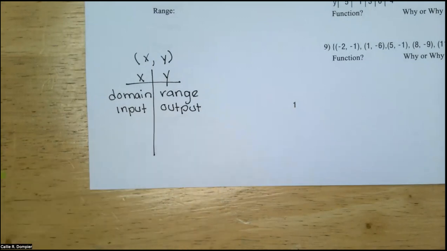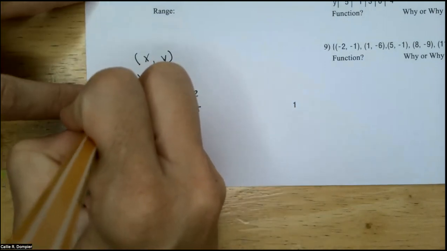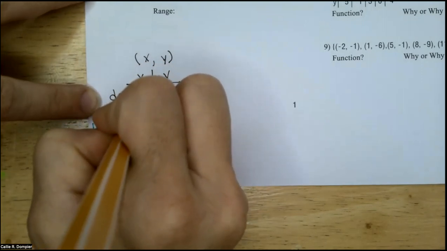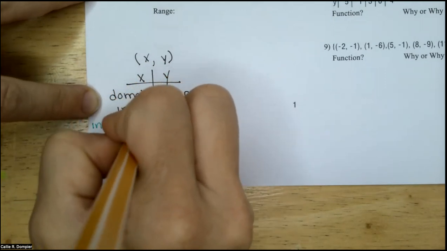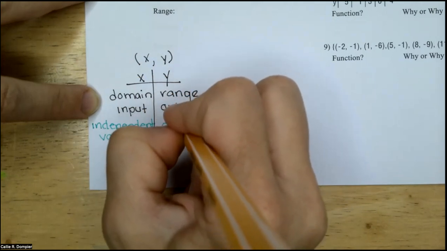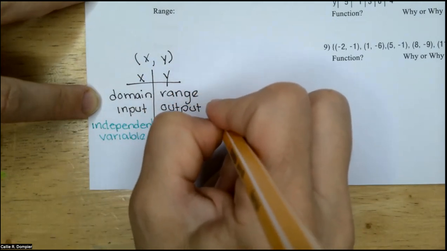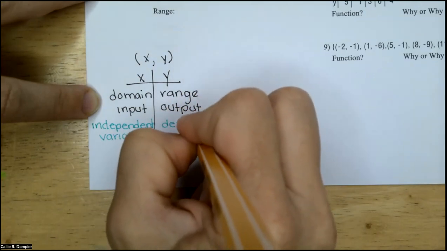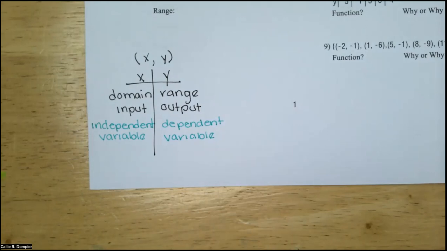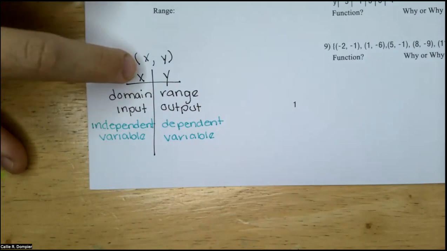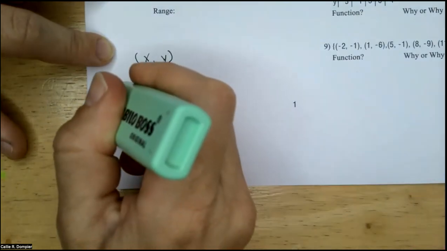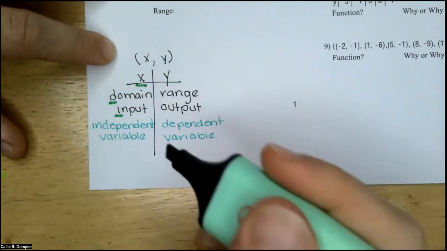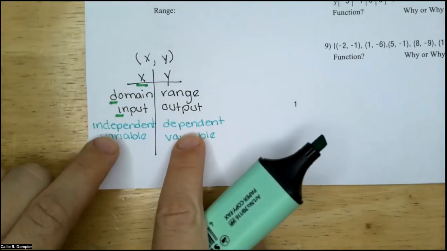Domain, range, input, output. There's another, we can call it the independent variable and the dependent variable. Okay. A good way to remember whether it's x is the domain or the range, alphabetically, x comes before y, d comes before r, and i comes before o, right? I doesn't come before D.